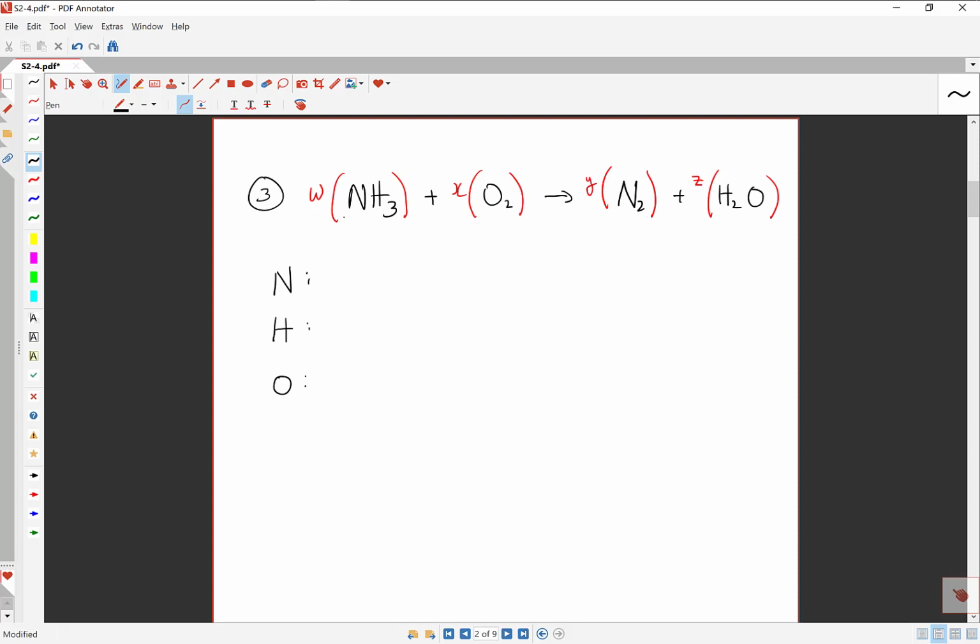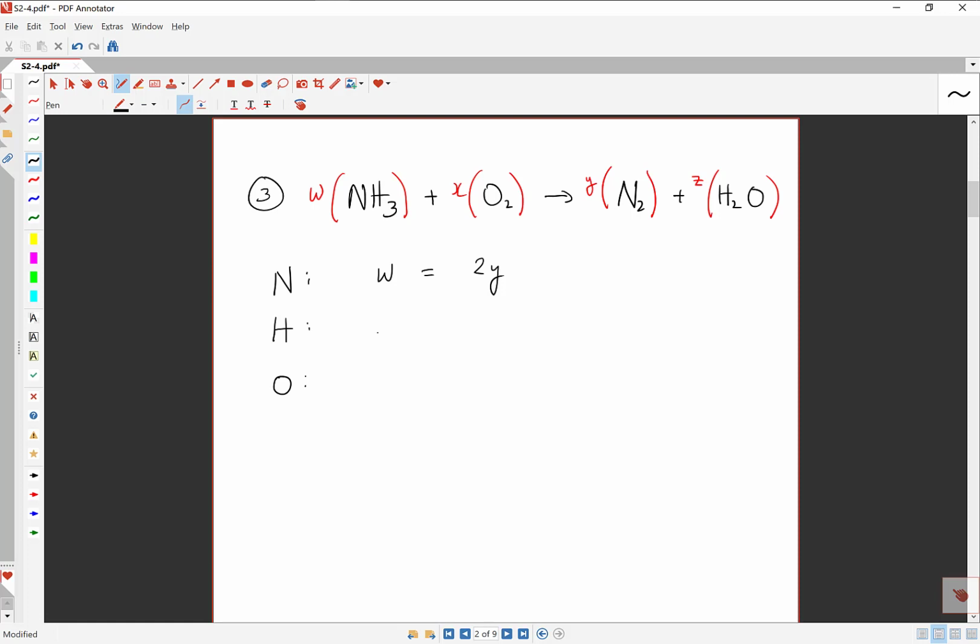We're just going to think, how many atoms of nitrogen do we have on the left side? Well, the ammonia molecule has 1 nitrogen atom, so that's going to be just W. And we want that to equal the number of atoms of nitrogen on the right side. Well, on the right side, the dinitrogen, the N2, has 2 nitrogen atoms, so that's going to be 2y. So that's what our nitrogen equation looks like. We can do the same thing for hydrogen and oxygen.